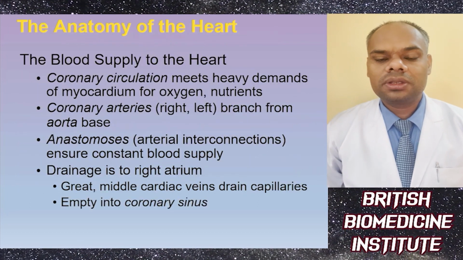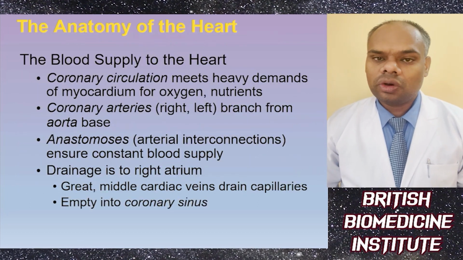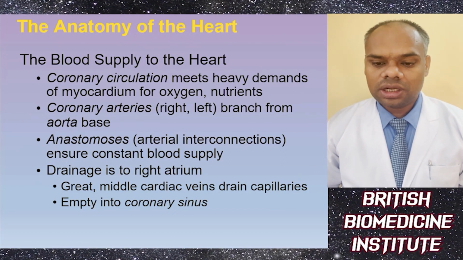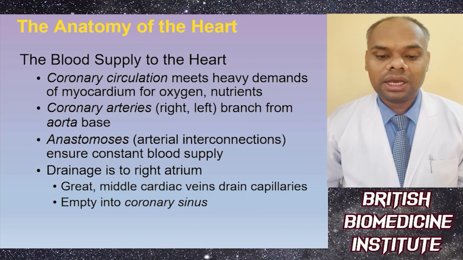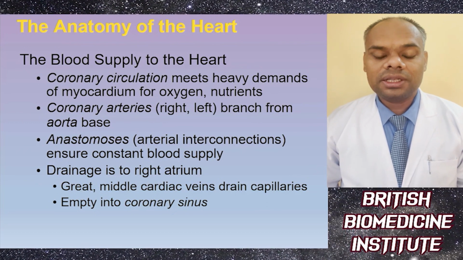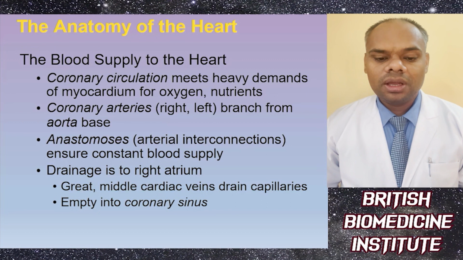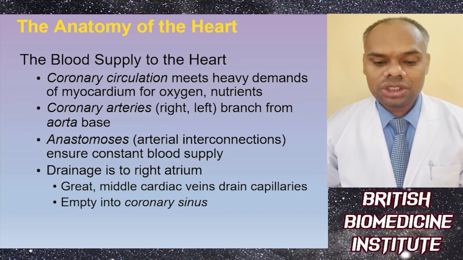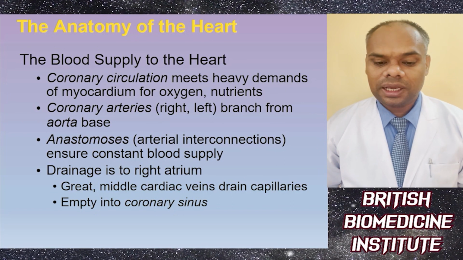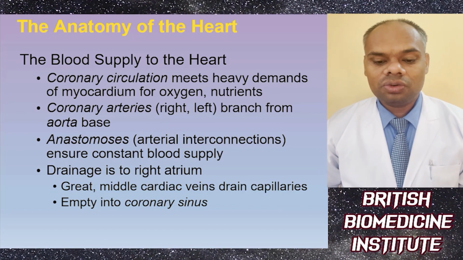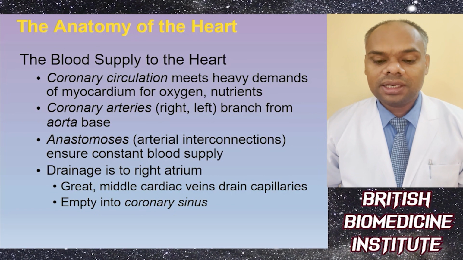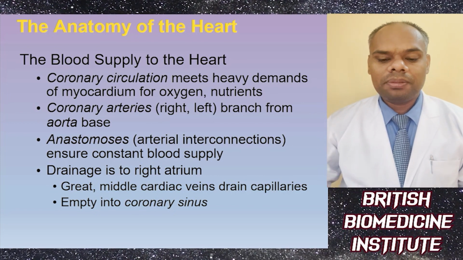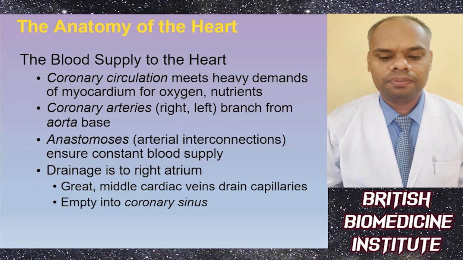So now comes the blood supply of the heart. Coronary circulation meets the heavy demand of the myocardium for oxygen and nutrients. The coronary arteries, right and left, branch from the base of the aorta. Anastomoses, or arterial interconnections, ensure a constant blood supply. For drainage, the great and middle cardiac veins drain into capillaries and empty into the coronary sinus, which drains into the right atrium.